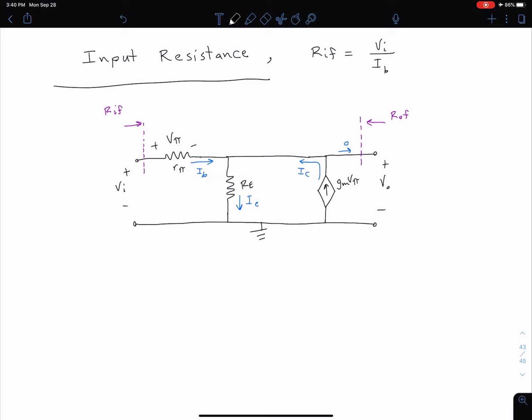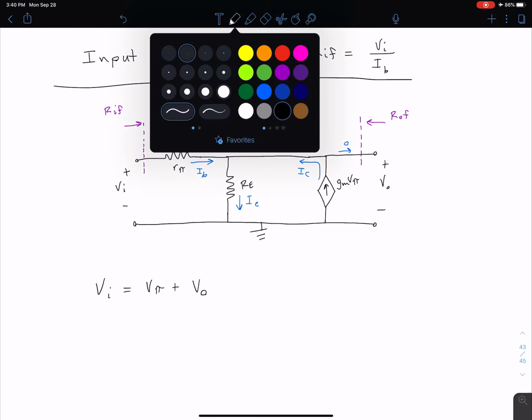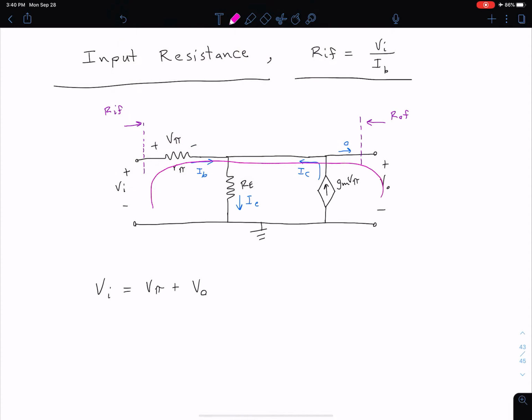So I've copied the same small signal circuit that we had in the previous video. And notice I have our input resistance with feedback labeled in purple on the left. So it's looking in from this left side at our input terminals. And so we note that our feedback resistance is equal to our input voltage VI divided by this base current I sub B. So like we had said previously, we can relate our VI to our V pi and our output. So we have VI equals V pi plus V out. And so we can see that by doing a KVL around this loop if we want to.